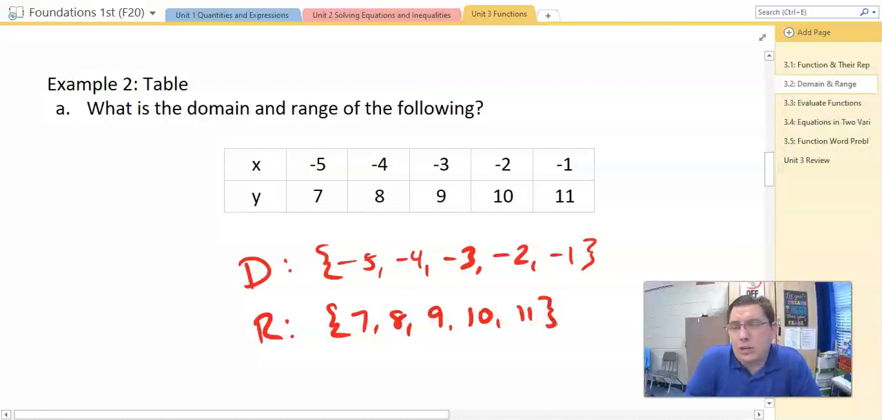Again, if we're just given a list here, like a table or a set of ordered pairs, we're just going to list out the specific values that we have. Now, when we look at other types of representations, we're going to talk about those in a minute. But first, let's look at those mapping diagrams that we looked at yesterday.